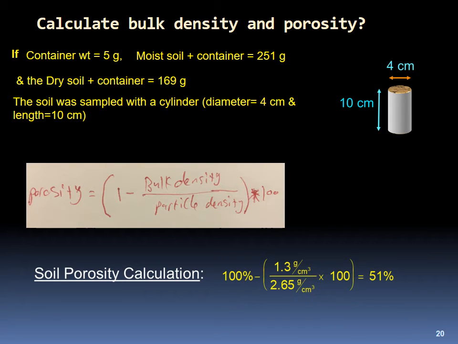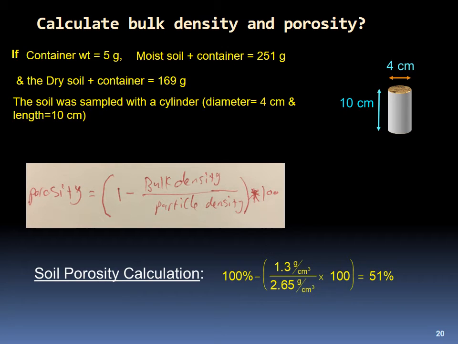Now let's calculate the porosity. You know that one of the equations for porosity is 1 minus bulk density divided by particle density times 100. You already have the bulk density because you have calculated it, but we don't know the particle density. But remember from the beginning, I told you that if the particle density is not given, then you use 2.65 gram per centimeter cube.